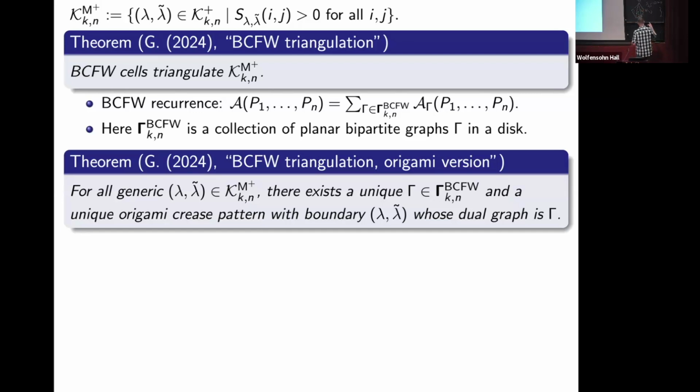So these BCFW pieces in the kinematic space are basically, for each graph, you look for all possible origami crease patterns with given combinatorics. Right? The dual graph describes the combinatorics, but not the geometry of the origami crease pattern. So you fix the combinatorics, you look for all possible origami crease patterns, and you look at their boundaries, and that's the subset of lambda, lambda tilde that you're going to get.